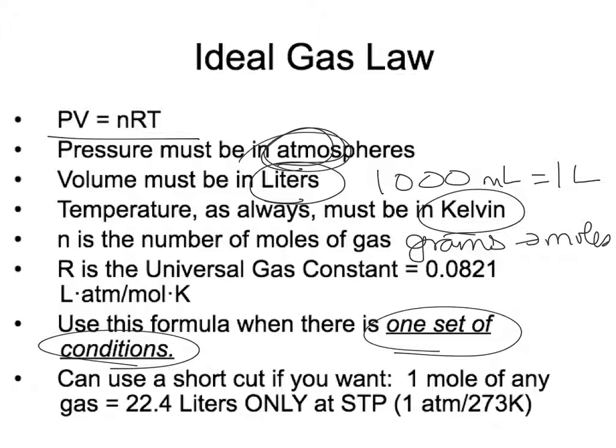R is what brings it together and makes it equal. This is the universal gas constant, 0.0821. The units are liters atmospheres over moles Kelvin. All of those units go with R. There is a shortcut, but I'm not going to dwell on that because you don't need the shortcut, but you can use it if you're at STP. 1 mole is 22.4 liters, but that's only at STP, standard conditions, so remember those.